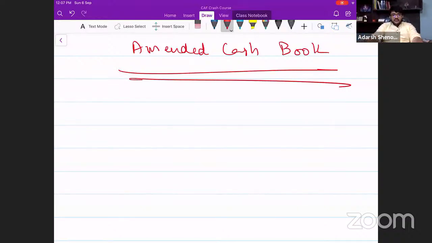Now, adjusted cash book, the concept. First, I will discuss the background and then we will get into the concept as it is. At the end of the year, I have two books with me, the passbook and the cash book. Now we have to record a balance as per bank. We have to write in the balance sheet that the bank account balance is this much.